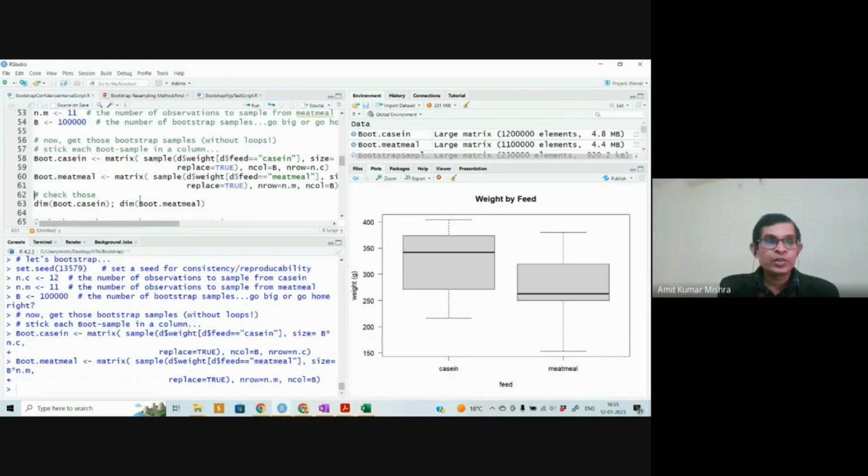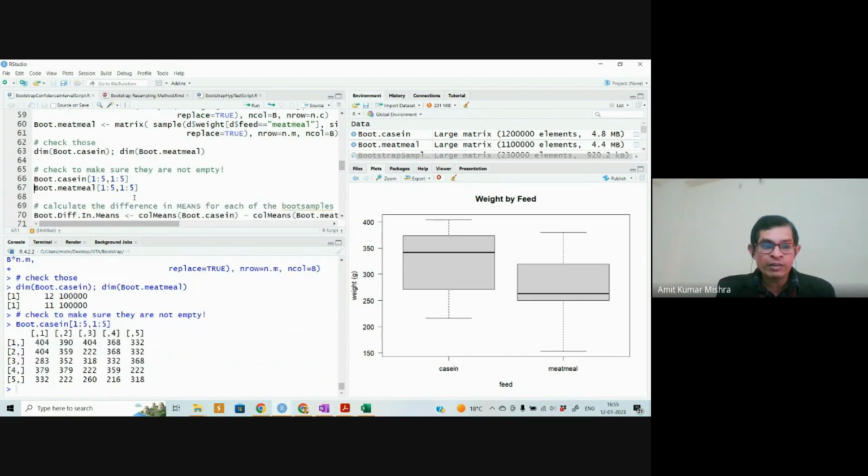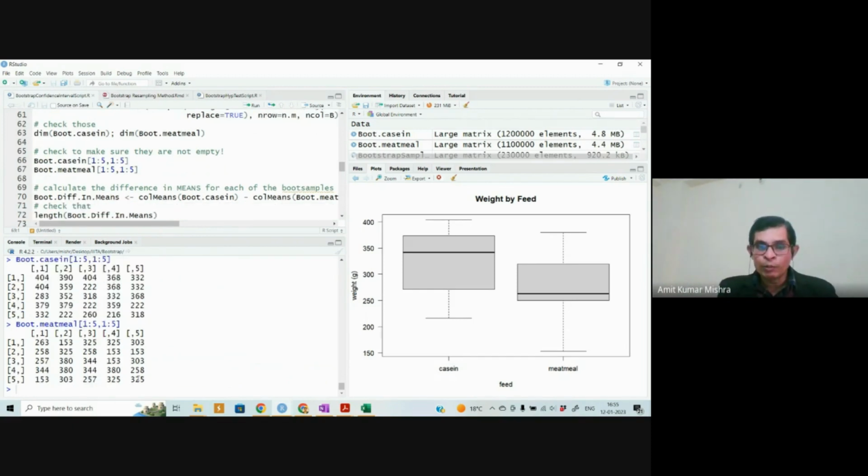Now check these things. Dimension. Now you can see I have 12 cross 10,000, that means resampled from the casein, and 11 cross 10,000, resampled from meat meal. Now if I want to see the data also, you can see the first 5 data points. These are the first 5 rows and first 5 columns from both.